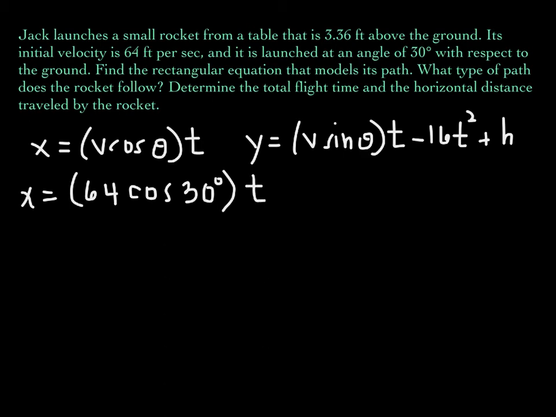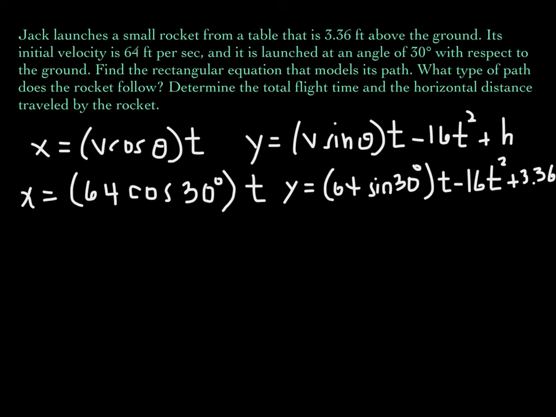And then over here we have y is equal to 64 times sine of 30 degrees times t, and let's see if we can squeeze down, bringing down negative 16t squared plus h. I also plugged in 3.36 for the h value, which is the initial height above the ground. So 3.36 for that.